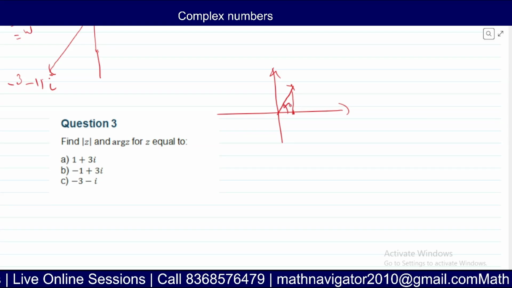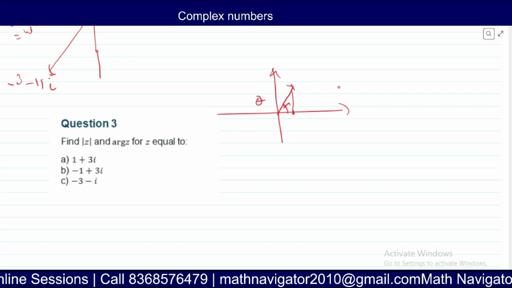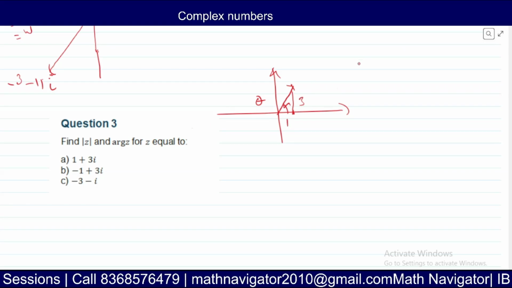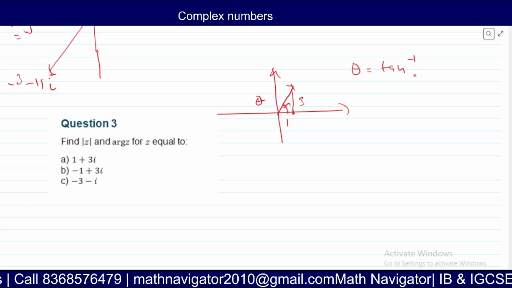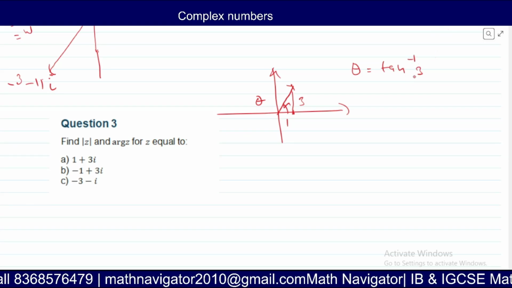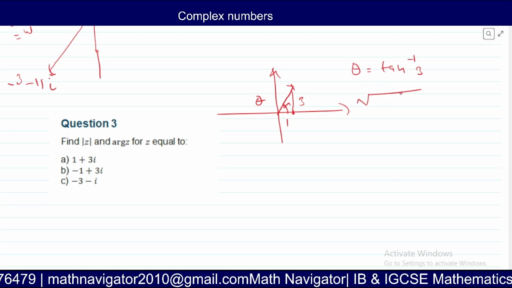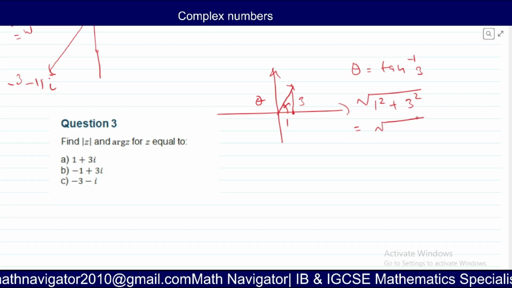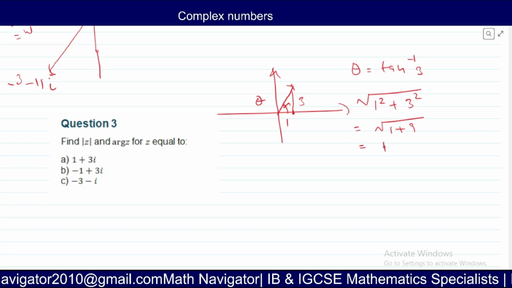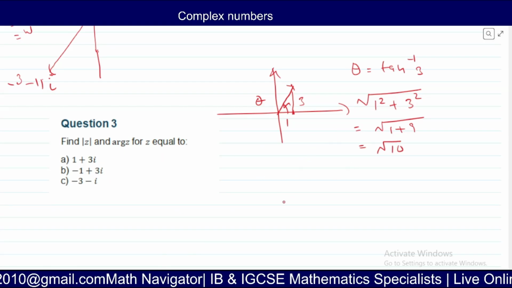So this is the theta, that means the argument of z. This is 3, this is 1. So my theta is equal to tan inverse 3, right? And my magnitude is the square root of 1 squared plus 3 squared, which is the square root of 1 plus 9, which is the square root of 10. So this is how we will find it.